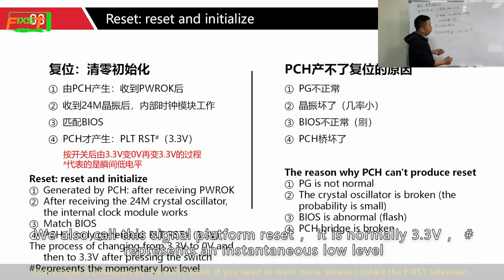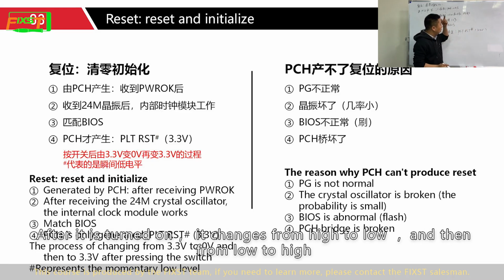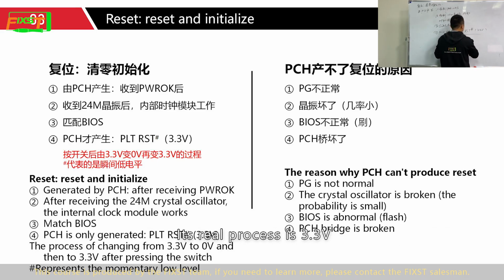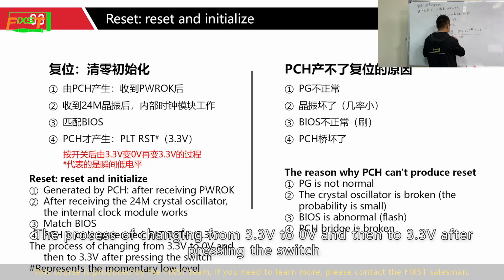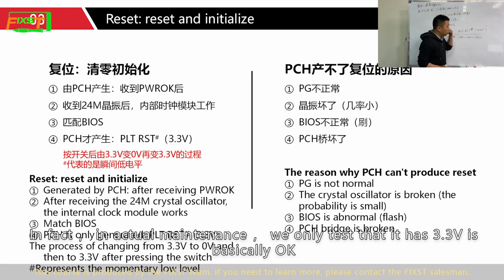It is normally 3.3 volt. The number sign represents an instantaneous low level. After it is turned on, it changes from high to low and then from low to high. Its real process is the change from 3.3 volt to 0 volt and then back to 3.3 volt after pressing the switch. In actual maintenance, we only test that it has the 3.3 volt, which is basically okay.